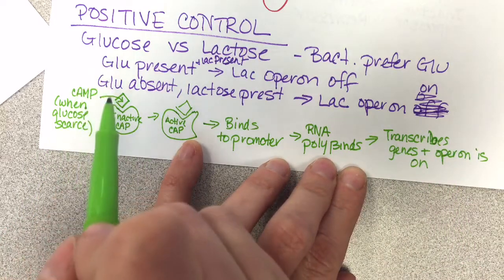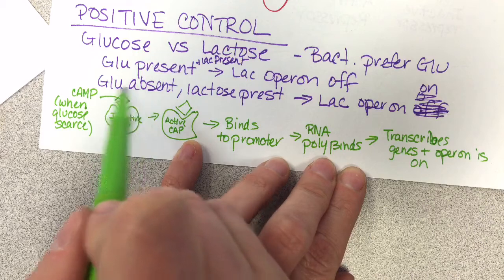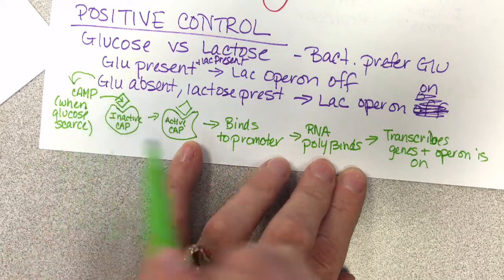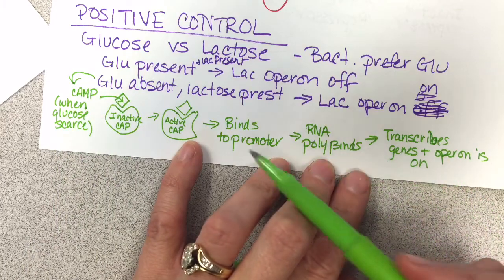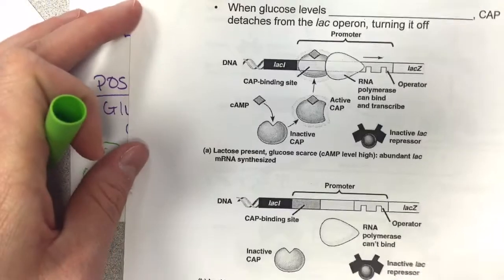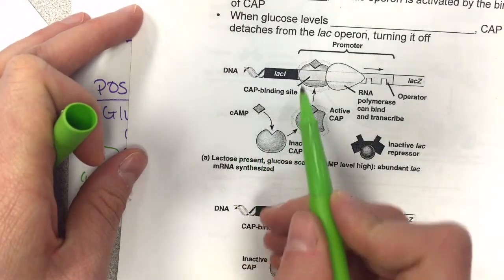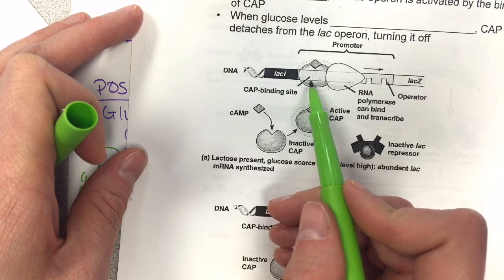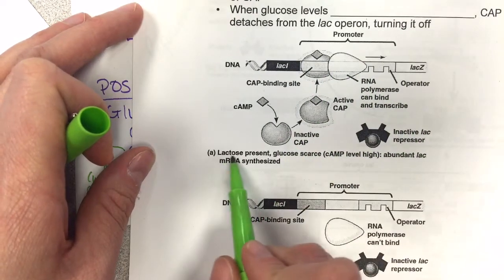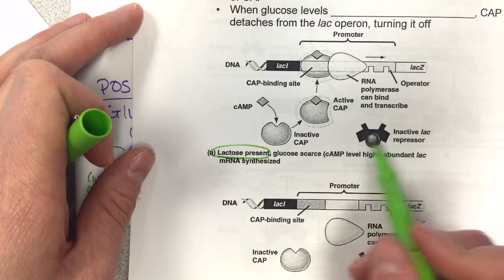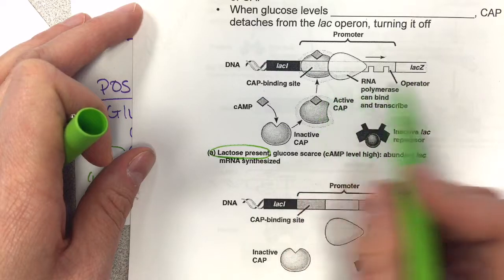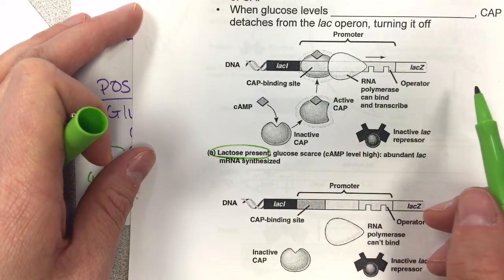Remember, glucose absent, so that's what we're looking at here. So this right here, glucose is absent. And so this CAP, if you look at your figure in your book, that's what this picture shows. It's binding here, binds to the promoter. RNA polymerase can bind, but remember that lactose is present too, so you have your inactive repressor, and so there's no repressor bound, and therefore the genes are turned on.